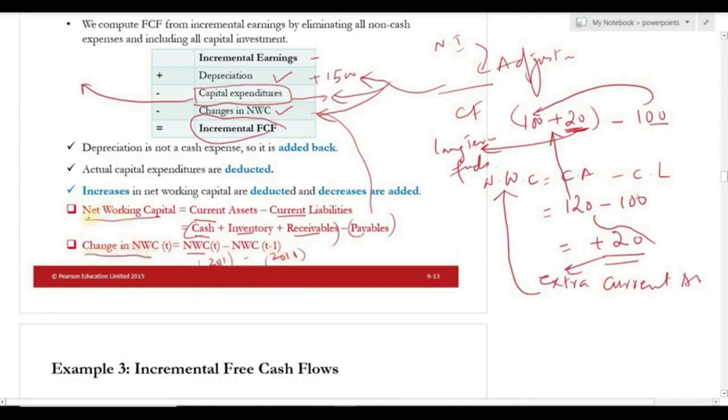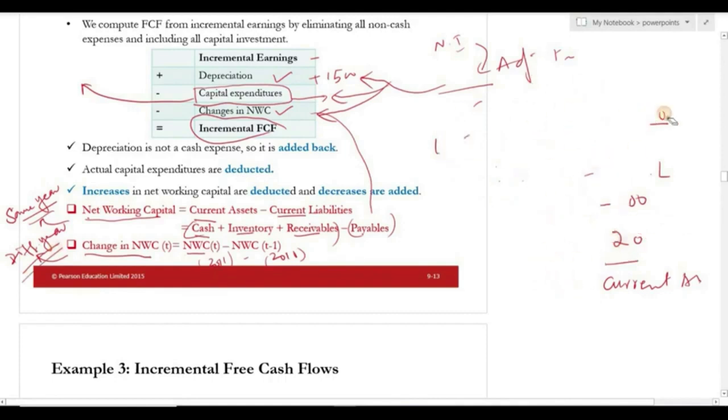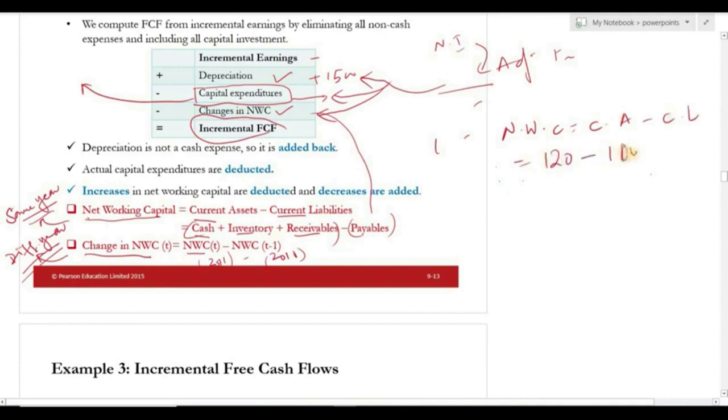First of all, net working capital is of the same year. Change we calculate for different years. You need to remember this. Now I write this working capital thing again for you so that you understand. Net working capital is current assets minus current liabilities. So it is equal to 120 minus 100, answer is plus 20.